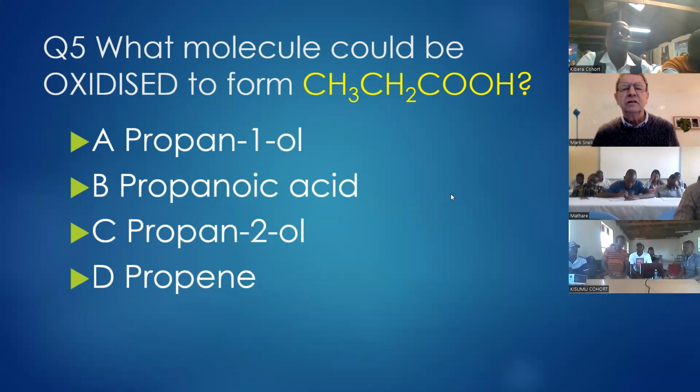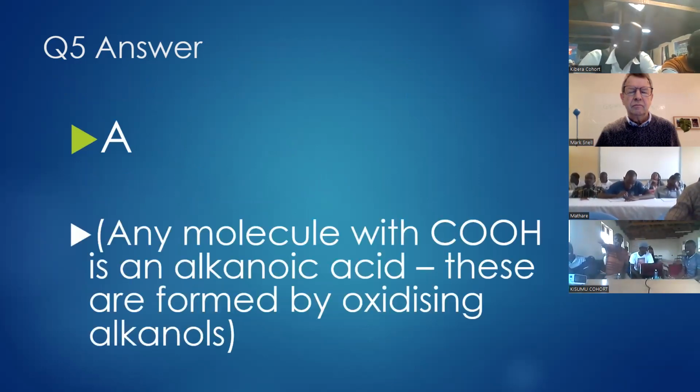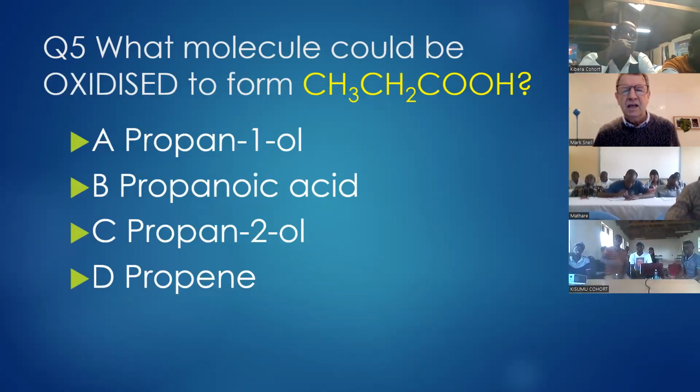What could be oxidized to form CH3CH2COH? Okay, here's a question for you guys. What would be the oxidation product of C? Any idea? Anybody remember their chemistry?